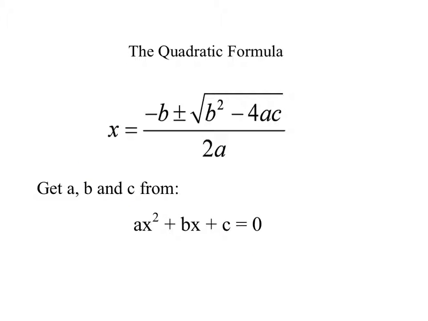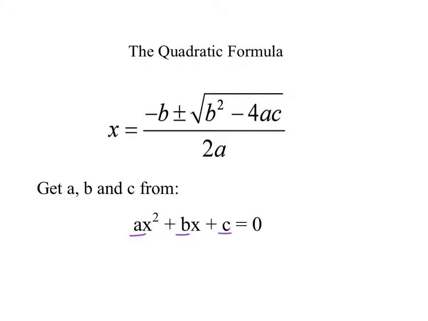So this is the quadratic formula. This is what you're looking at. It looks nasty, but it's actually not that bad. What you have to do is you have to look at it. You have to find your A, B, and C. And you have a flow chart.